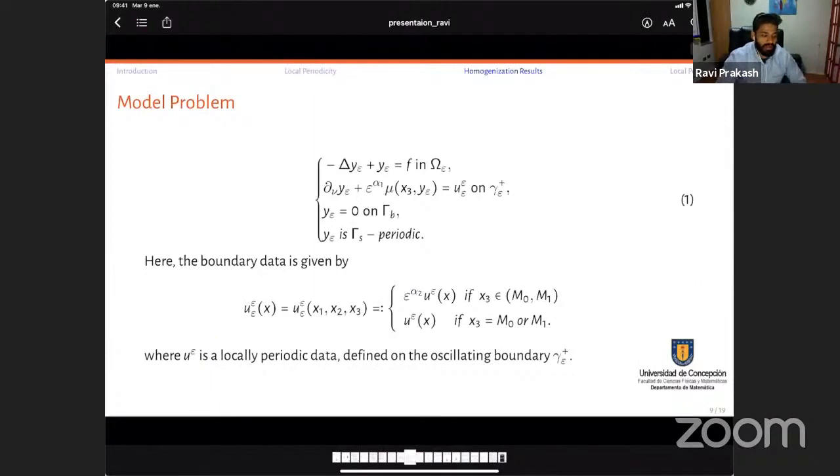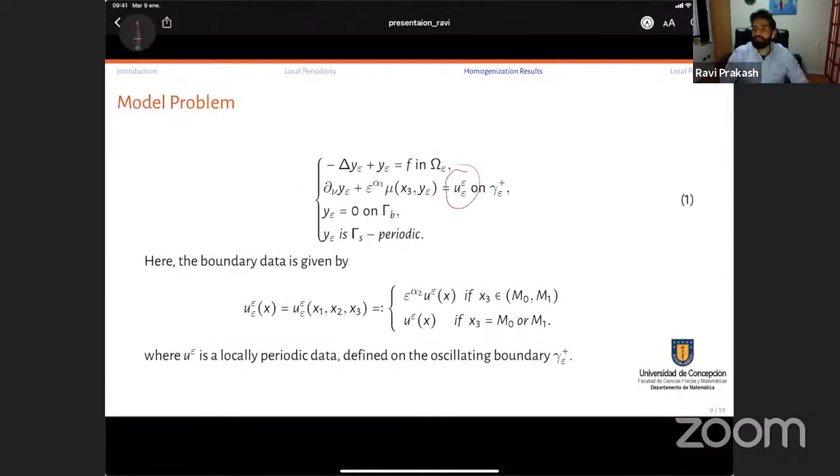If you remember correctly, a similar problem was explained by Rajesh. Here he just took zero, correct? So he had homogeneous data. But here we consider u epsilon, as I told you, the idea was to go in the direction of periodic control. So we chose u epsilon, and here in the lateral part you have some scaling, epsilon to the power alpha 2, where alpha 2 is a positive constant, and u epsilon is the periodic data.